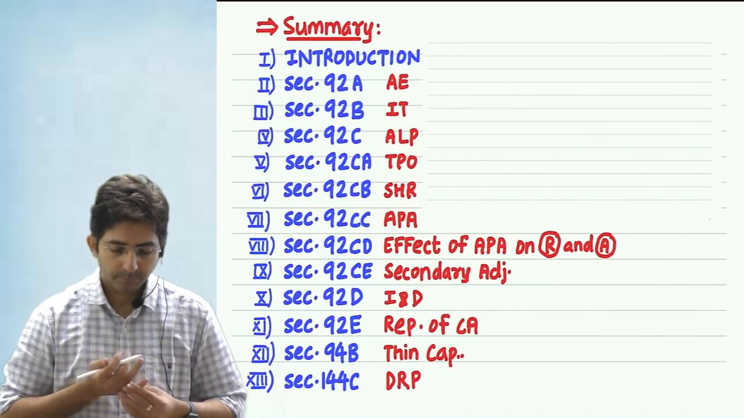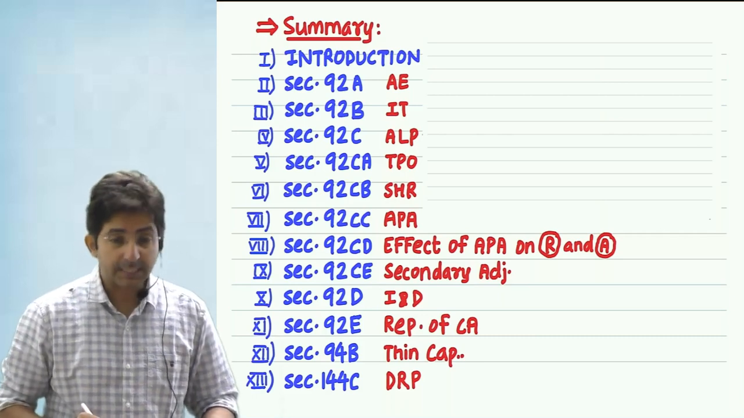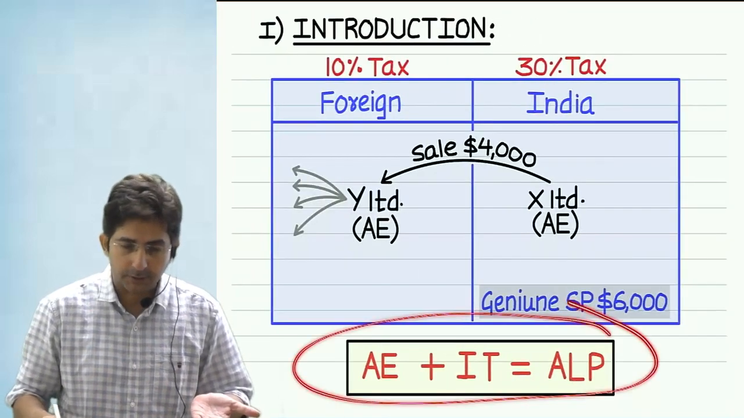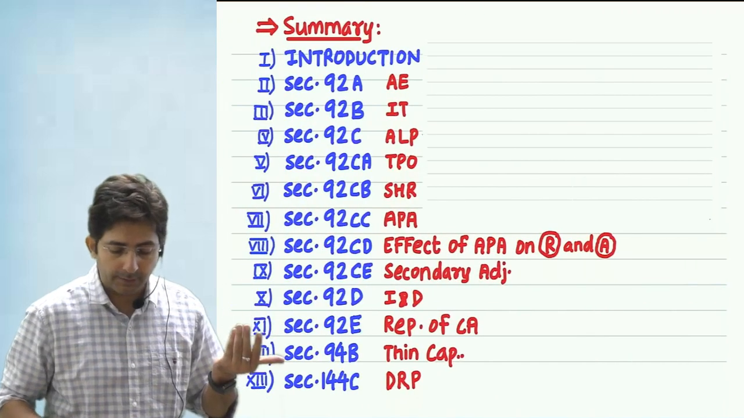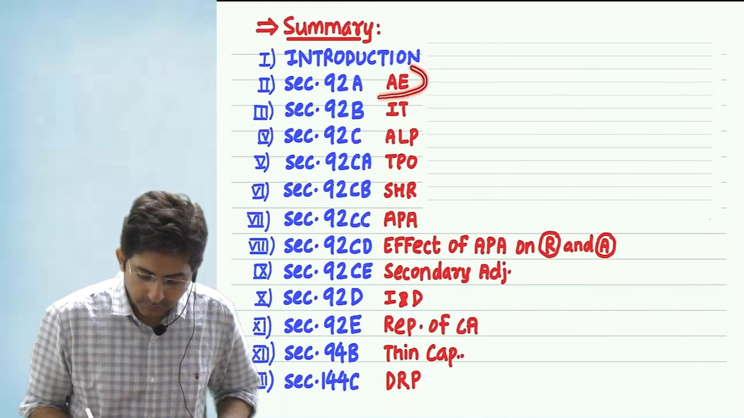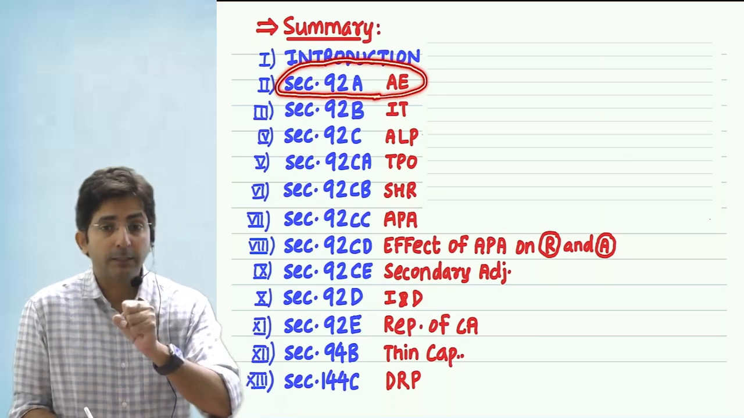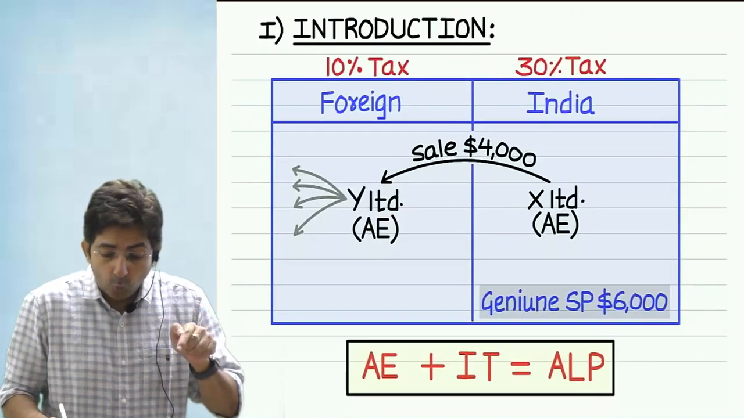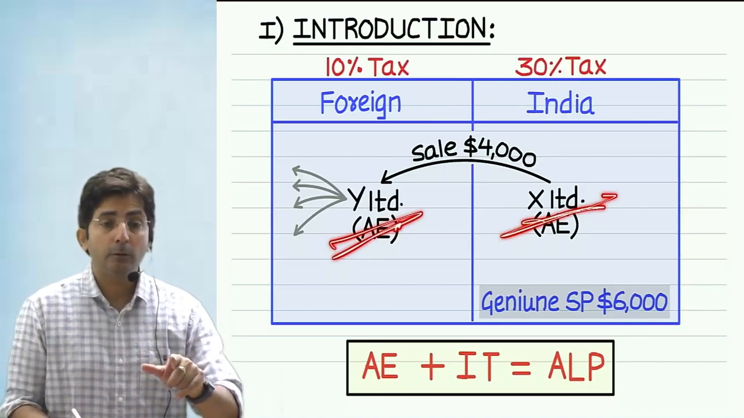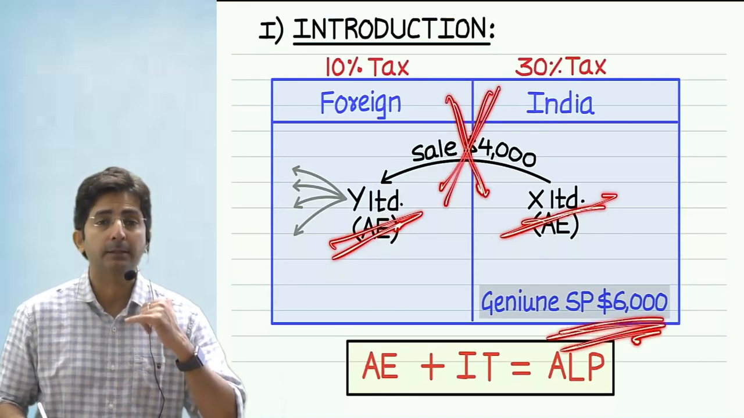Now look at this. After the introduction, see the summary. The next thing is what? Section 92A. As I have already explained the flow of the chapter with the help of this equation, the same flow I have given in the form of a summary. So first we have to understand what is an associated enterprise as per section 92A. And you know why this definition is important? Because only if it is proved that between X and Y there is an association, then only can the law reject your price and take the arm's length price as the base.